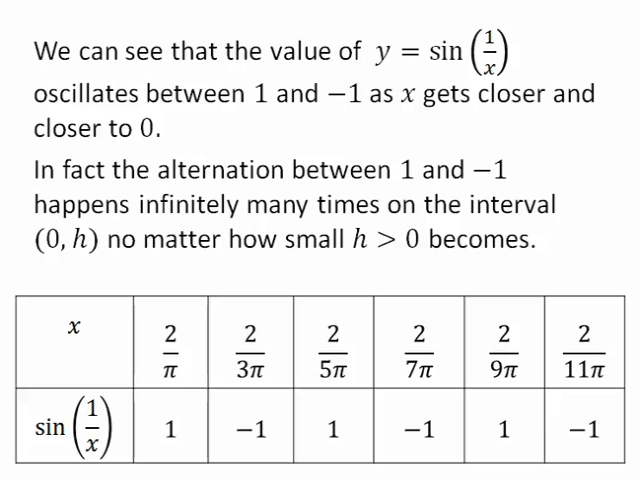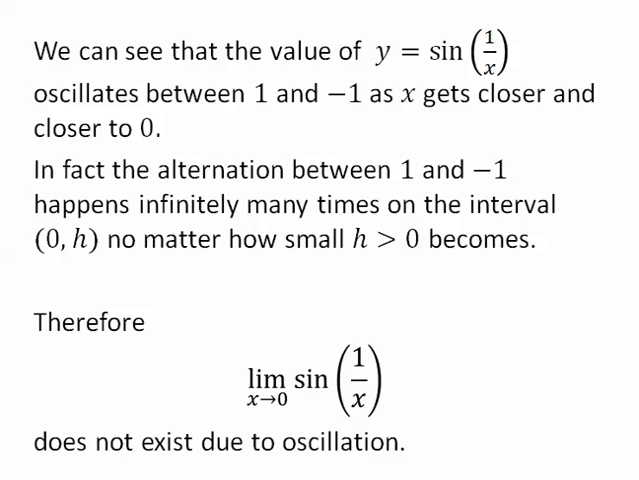In fact, the alternation between 1 and negative 1 happens infinitely many times on the interval 0 to h, no matter how small h becomes. This is kind of a wild function. Therefore, we say that the limit does not exist due to oscillation.